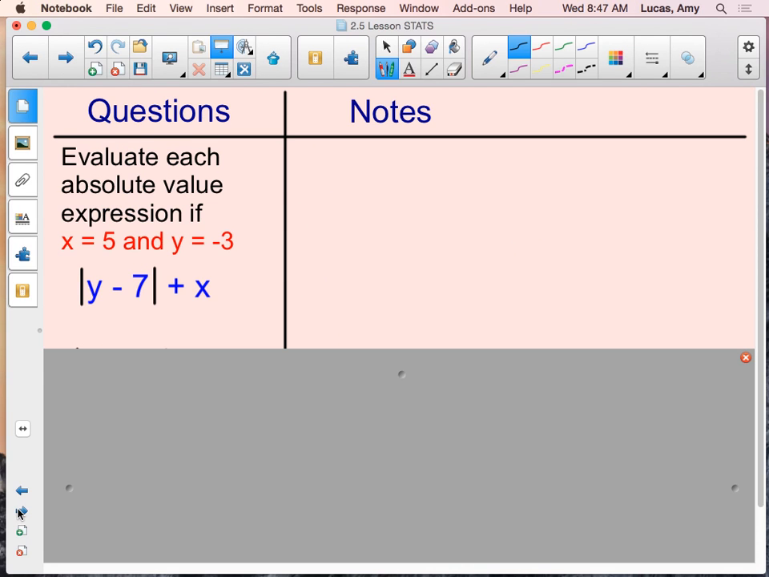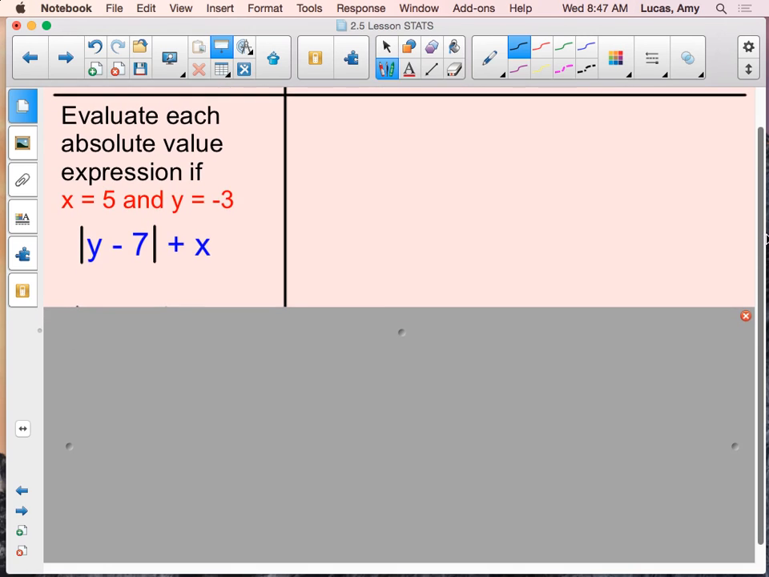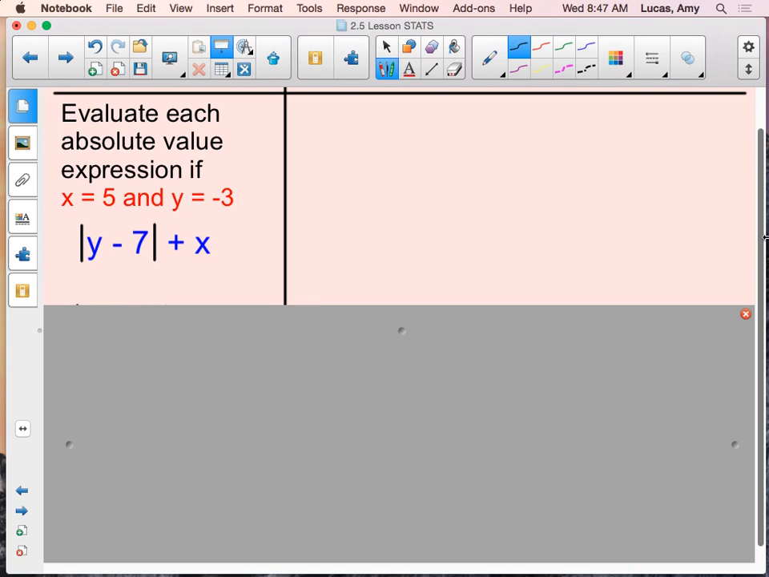Now we're going to do some evaluating. So we're going to evaluate some absolute value expressions. Some of our answers will end up positive, some will end up negative. You just have to follow PEMDAS. PEMDAS is the order of operations, and where absolute value bars fall in PEMDAS would be where the P is for parentheses, because they're like a grouping symbol.